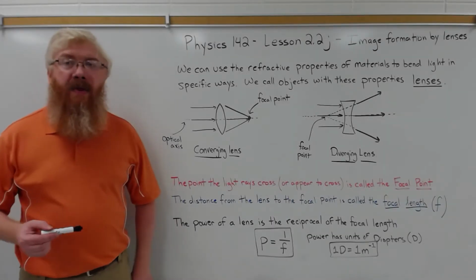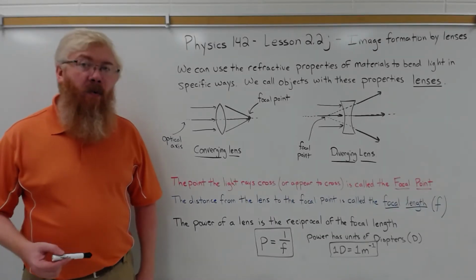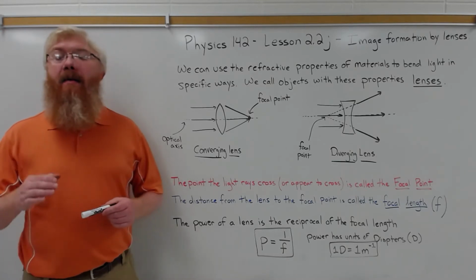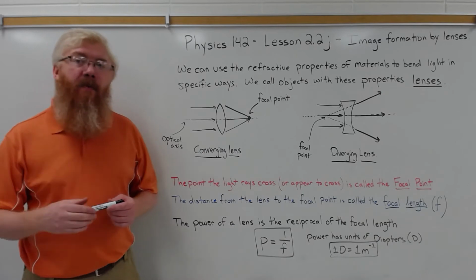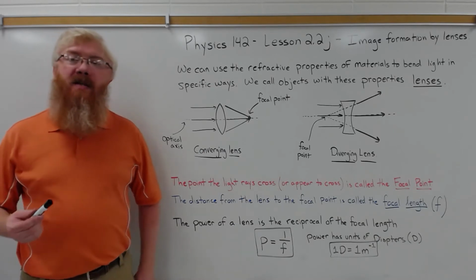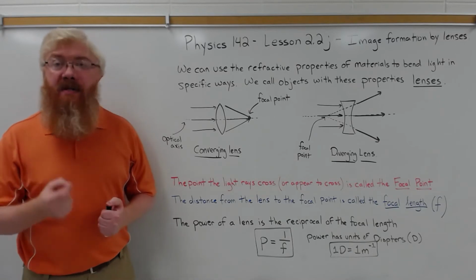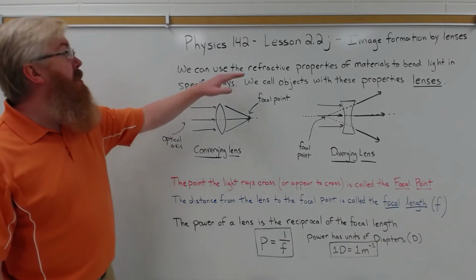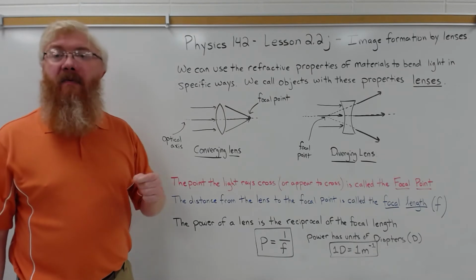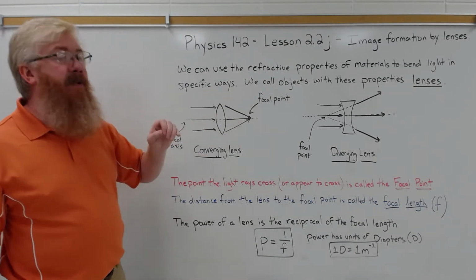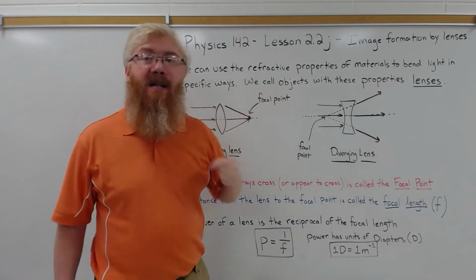Because we know that rays of light bend when they enter materials with a different index of refraction, and that bending depends on the angle from the normal, we can use these facts to craft devices that bend light in very specific ways. So if we want to use the refractive properties of a device or a material to bend light in a very specific way, we call those objects lenses.